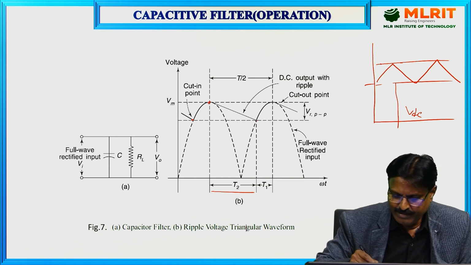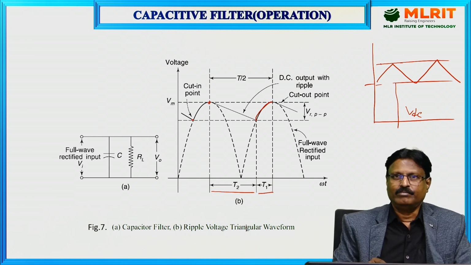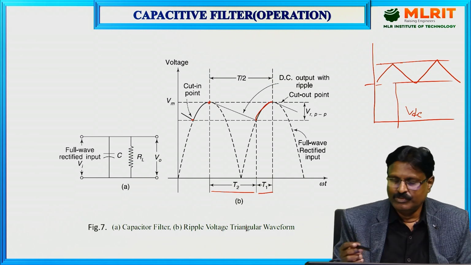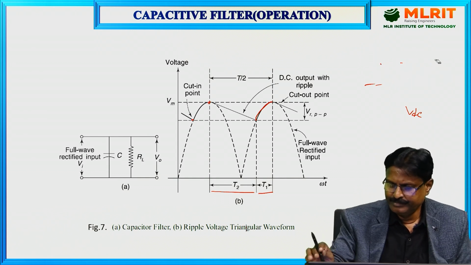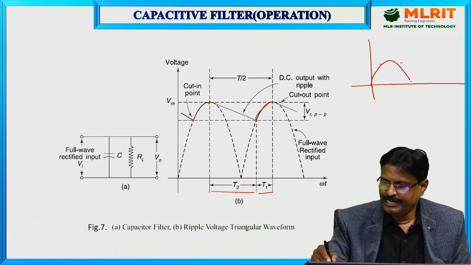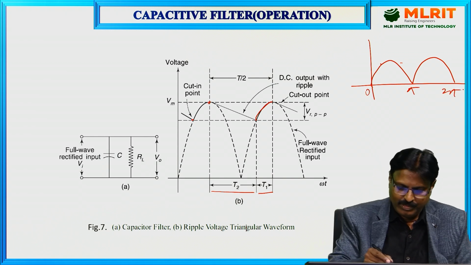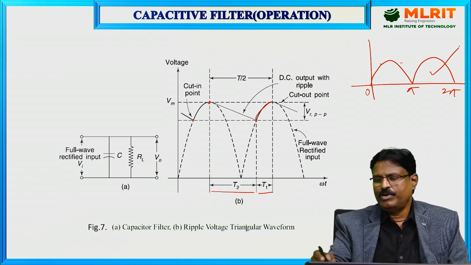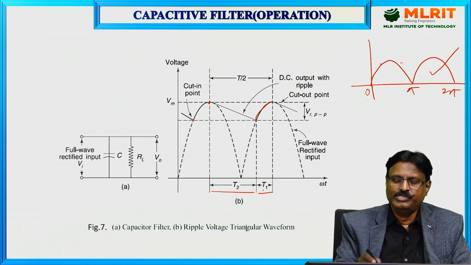And here, this is called the charging time, T1. So T1 and T2 together will be equal to T by 2. It happens only in one half cycle like this. As you can see, it is a full wave rectifier. The pulsating DC will be like this, 0 to pi, pi to 2 pi. So this charging and discharging happens in one half cycle, either 0 to pi or pi to 2 pi. That's why T1 plus T2 is equal to T by 2.